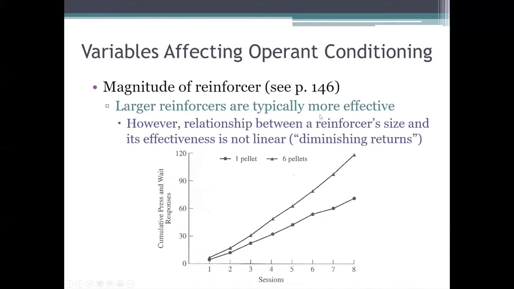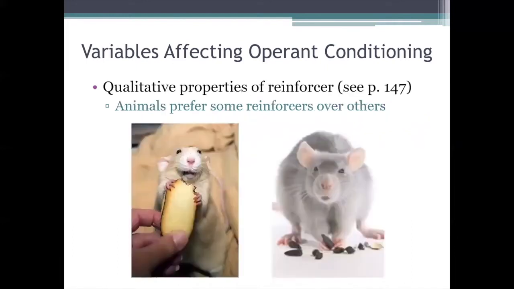Again, that's pretty intuitive. And one more variable like that involves the qualitative differences that can exist between reinforcers. Those qualitative differences can also influence the effectiveness of a reinforcer. I mean, people and animals do simply prefer some reinforcers over others. For example, there's an interesting study described on page 147 of your textbook about how rats prefer bread and milk over sunflower seeds. So they'll run through a maze faster if they get bread and milk at the end of it than they will if they get an equivalent amount of sunflower seeds.